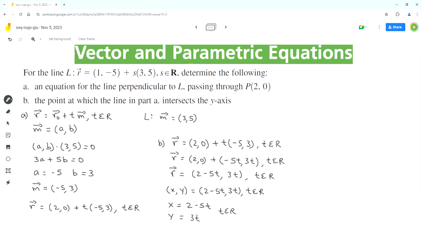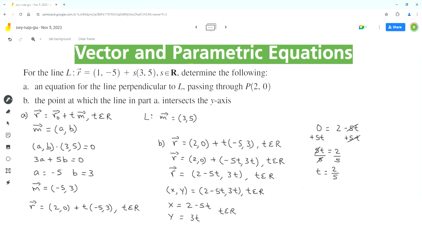At the intersection point with the y-axis, the x-coordinate of the point will be equal to 0. So in the x equation, we should sub in x as 0 and solve for t. We can add 5t to both sides. Now we can divide both sides by 5. So I get t equals 2 over 5.